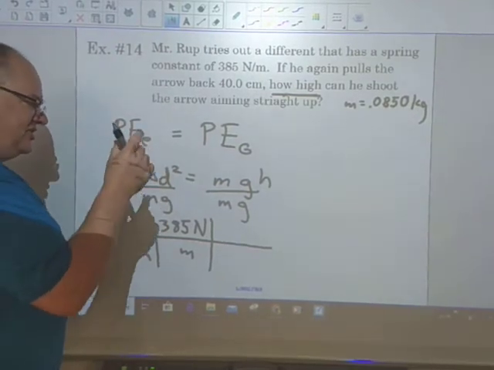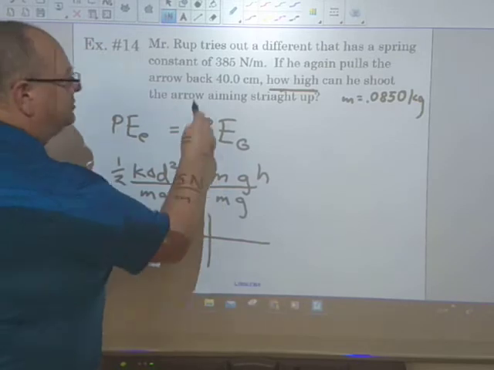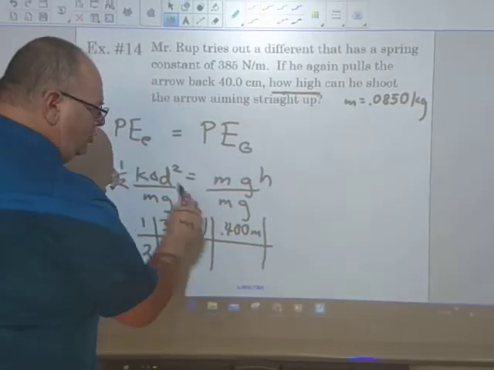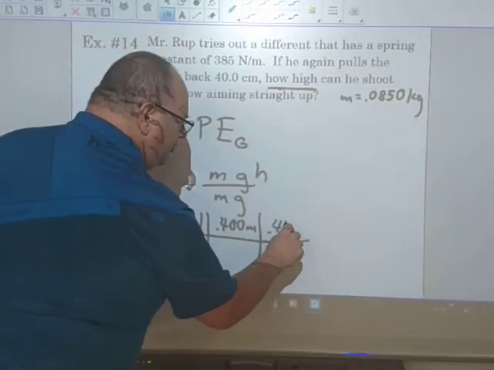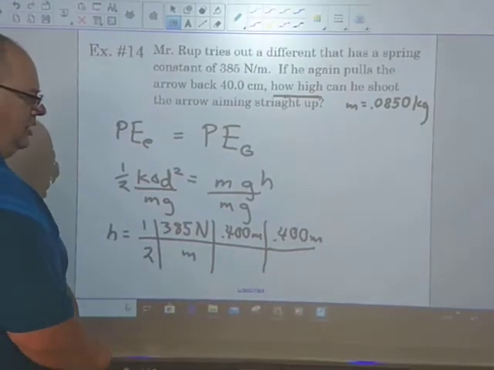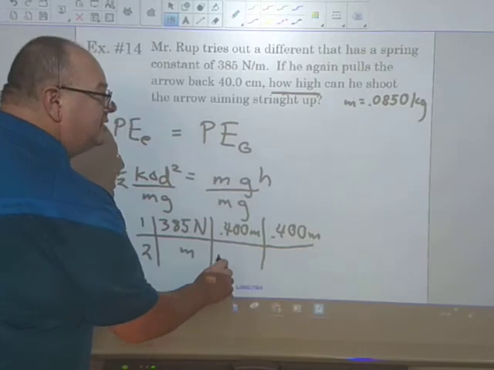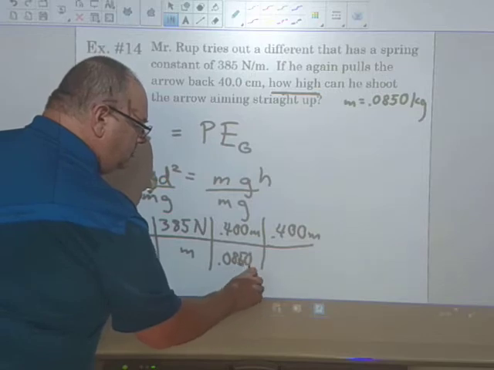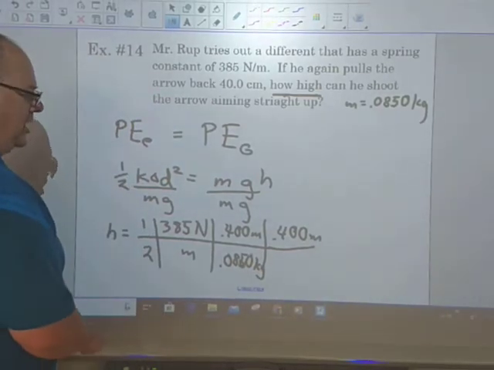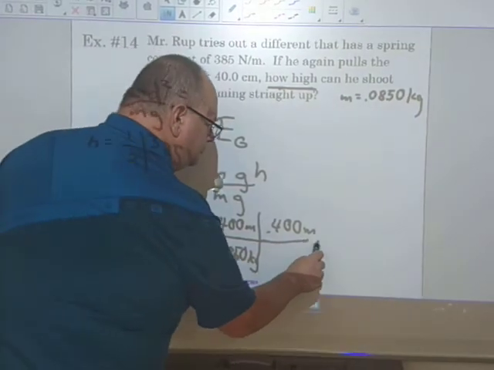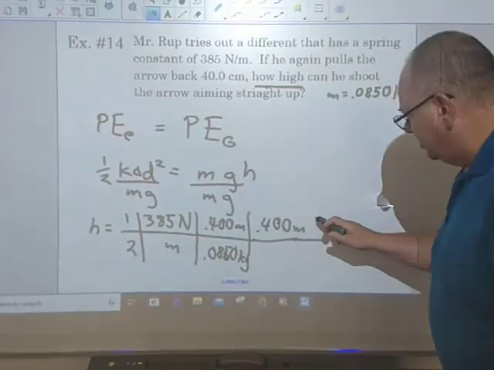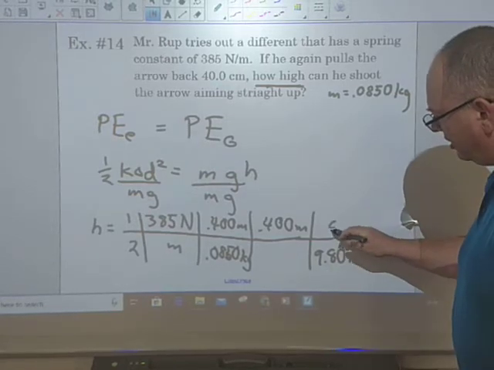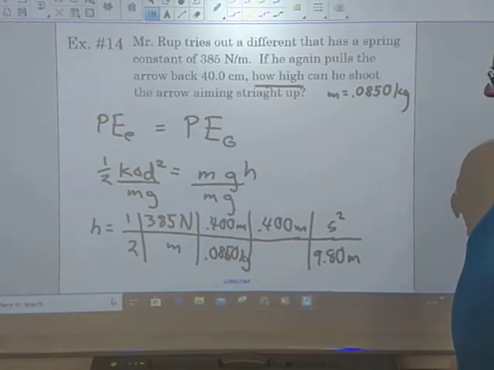The distance that the spring is stretched, I'm going to change that to meters, 0.400 meters, and that's squared, so I'm going to do another 0.400 meters, and I'm dividing by the mass, 0.0850 kilograms, and I'm dividing by g, which is 9.80 meters per second squared, so those flip back to the top.